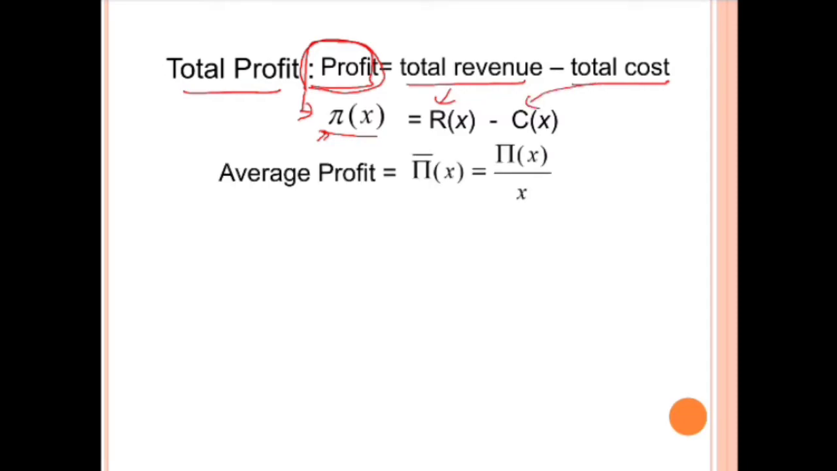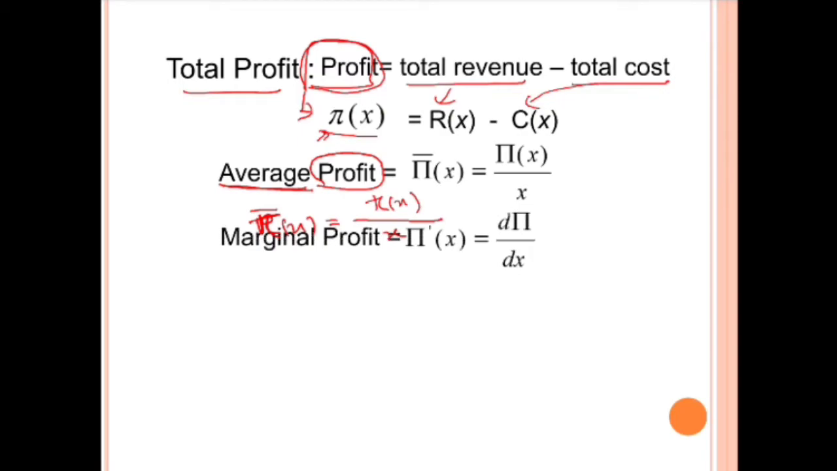To find the average profit, remember my tips from tutorial 3. Whenever you see the word average, it refers to this bar, and what function is the profit function known as? The pi x, and then this is average, so we have that division, divide with the x, and what's the function to divide with x? Is the profit function. Next, it's marginal profit.